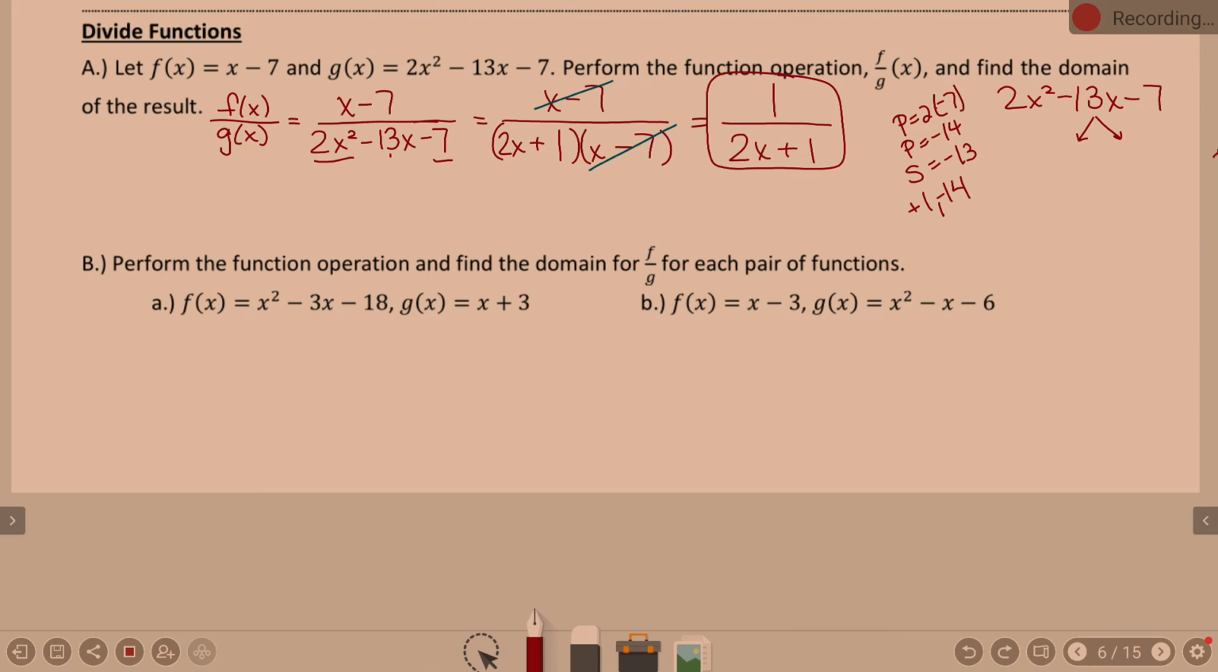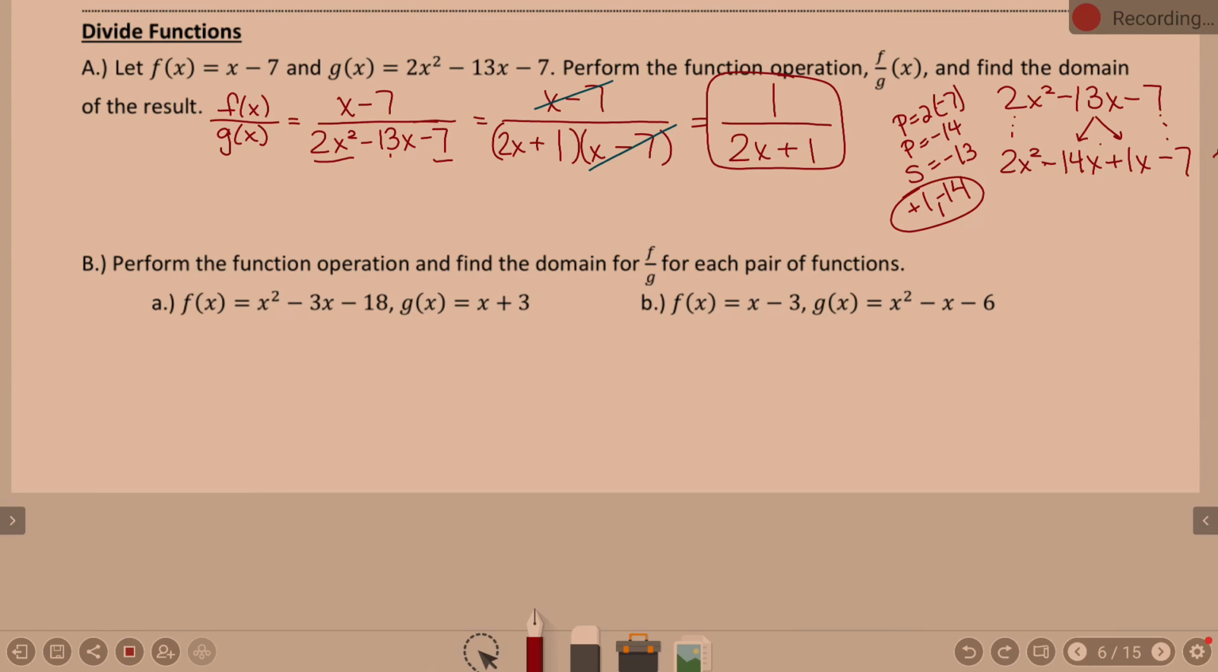Okay. So drop the initial term of 2x squared. Just carry it down. Minus 13x. I'm going to use that plus 1 minus 14. I think I'm going to go ahead and say minus 14x plus 1x. And then bring down the minus 7. 4 terms. How do we factor with 4 terms?